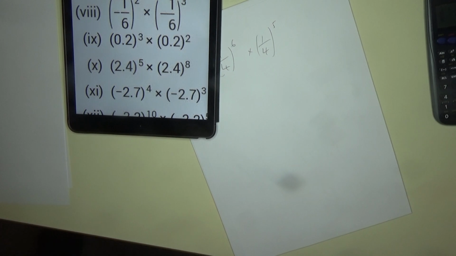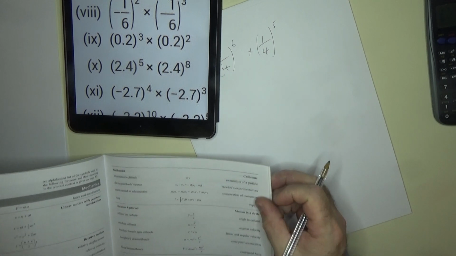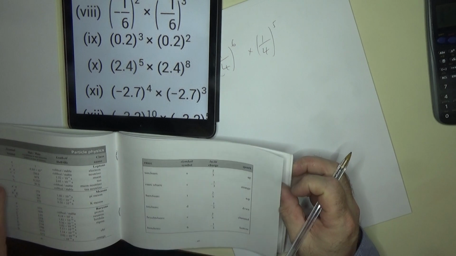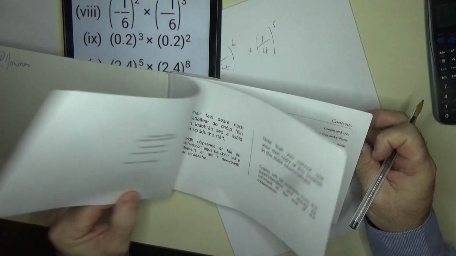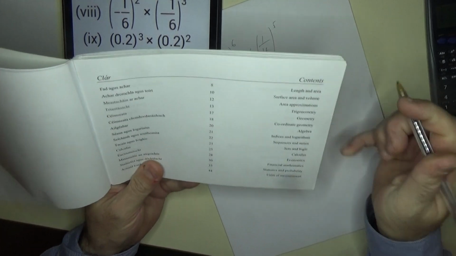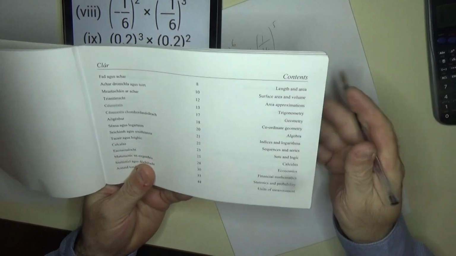No, just put it on log tables. Yeah. There's no harm in having the page open and on the logs. So we'd say we haven't a clue where to find the logs. So we go to our indices here, and it's opposite page 21.